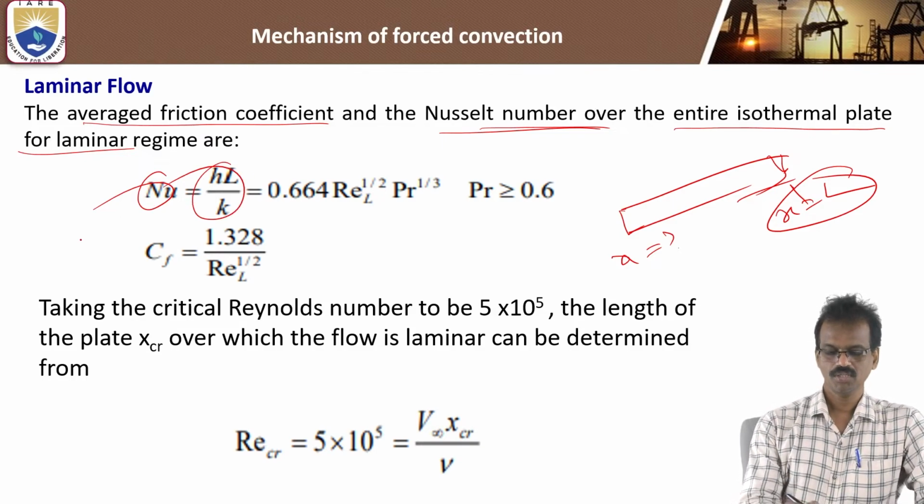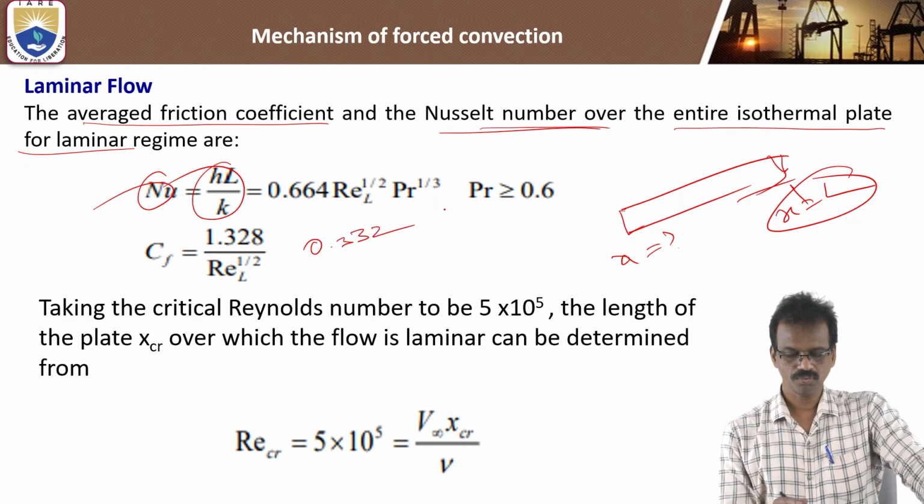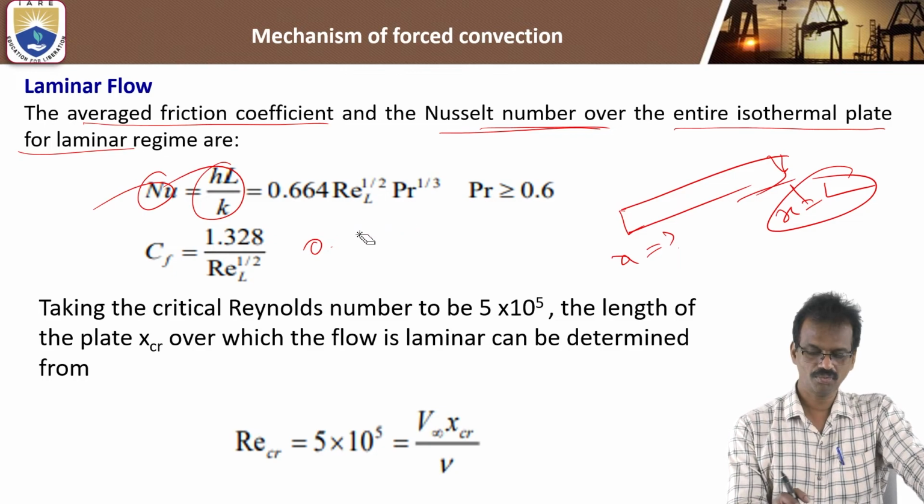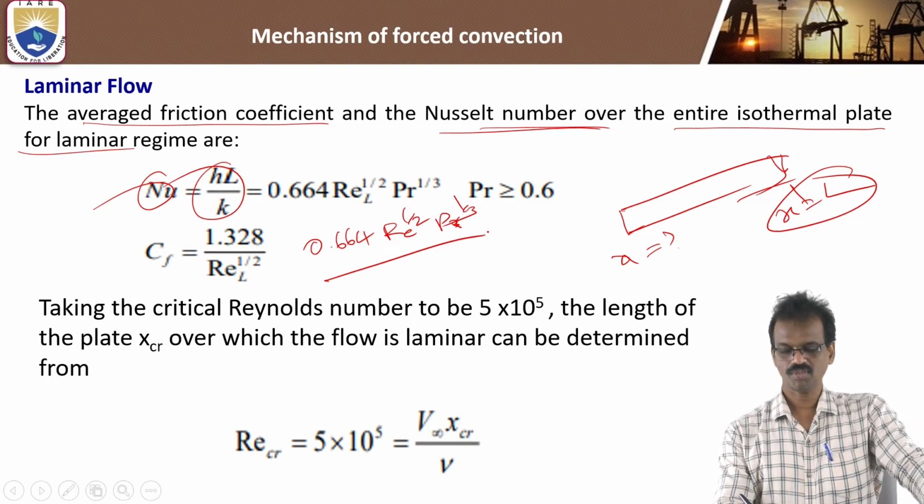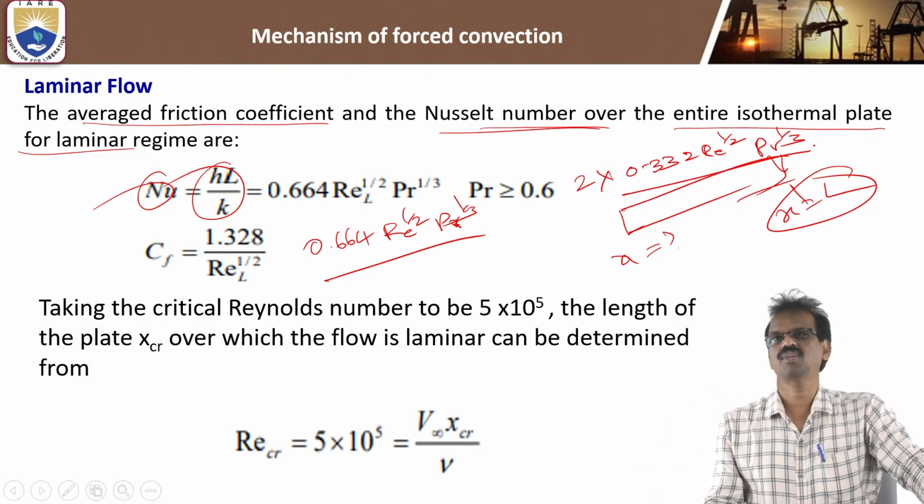That is the formula. The previous one is equal to 0.332, so here it is equal to 0.664. It means it is double for this one. So 0.664 Re to the power of 1 by 2 Pr to the power of 1 by 3. Same formula. It means the previous one is 2 into 0.332 Re to the power of 1 by 2 Pr to the power of 1 by 3, so double of that one.